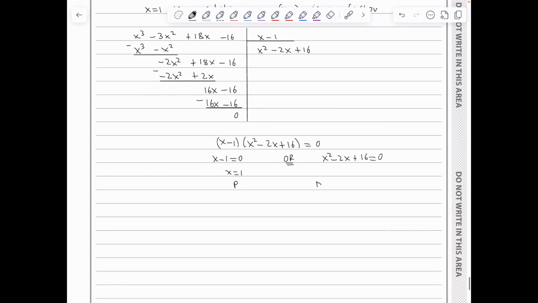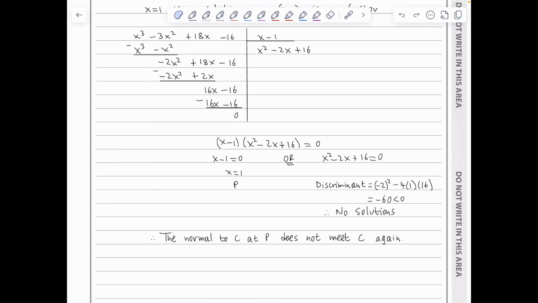So the discriminant is b squared minus 4ac. So in this case, it's going to be (-2) squared minus 4 times 1 times 16. This gives an answer of negative 60, which is less than 0. And therefore, we conclude that we've got no solutions from the quadratic here. So the only solution is the point P, which simply means that the normal to C at P does not meet C again. We need the conclusion here to claim full marks for this part of the question.